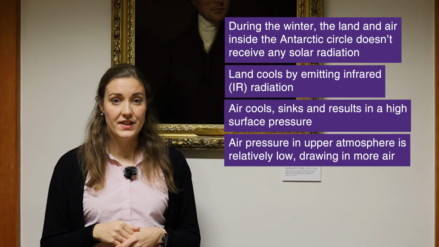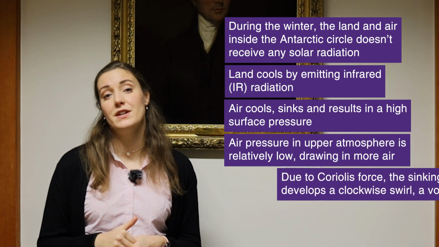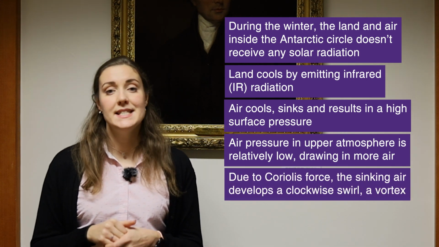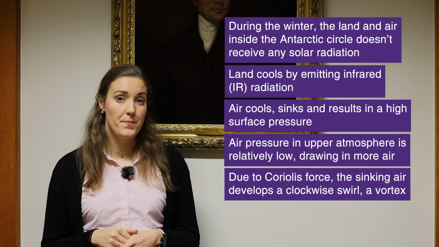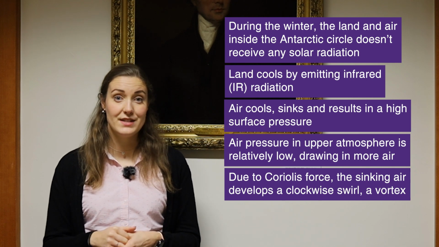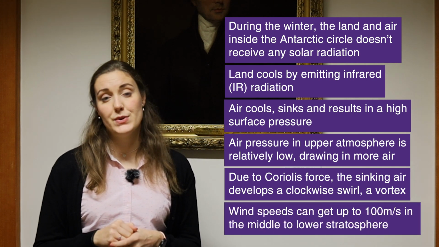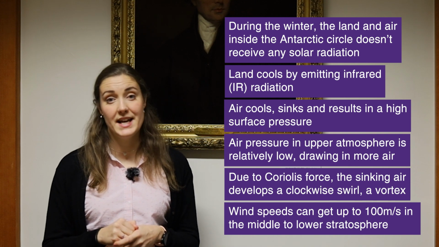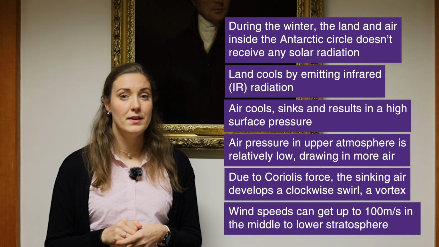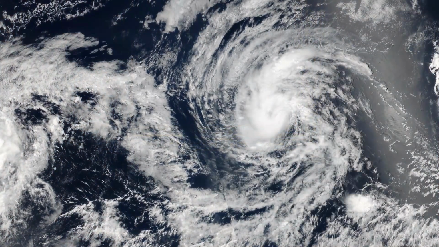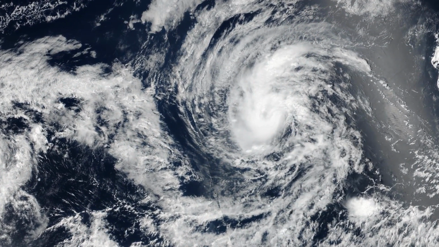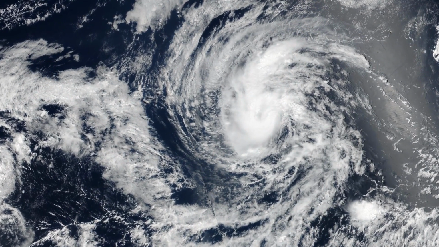Because of the rotation of the Earth and the Coriolis effect, which we've looked at a lot in Chapter 8, this sinking air develops a clockwise swirl. A vortex, known as a polar vortex, develops, and wind speeds around the vortex may reach 100 metres per second in the middle to lower stratosphere. To give this speed some context, a low pressure system in the tropics is termed a hurricane when surface wind speeds reach 30 metres per second.